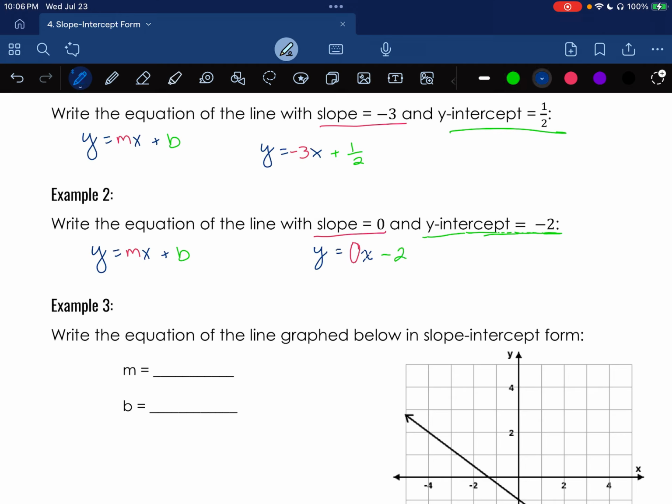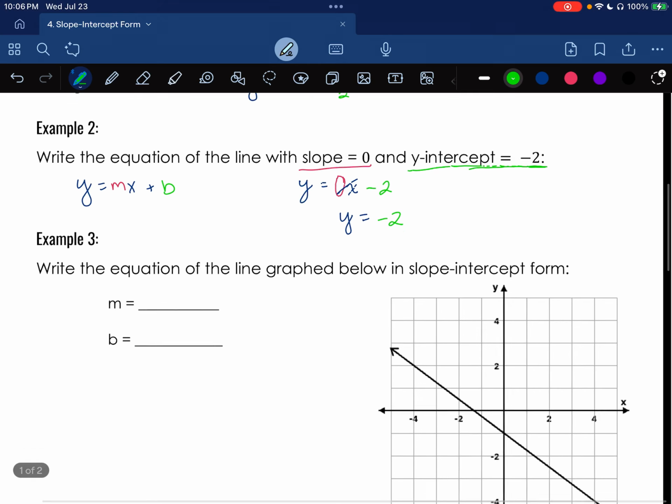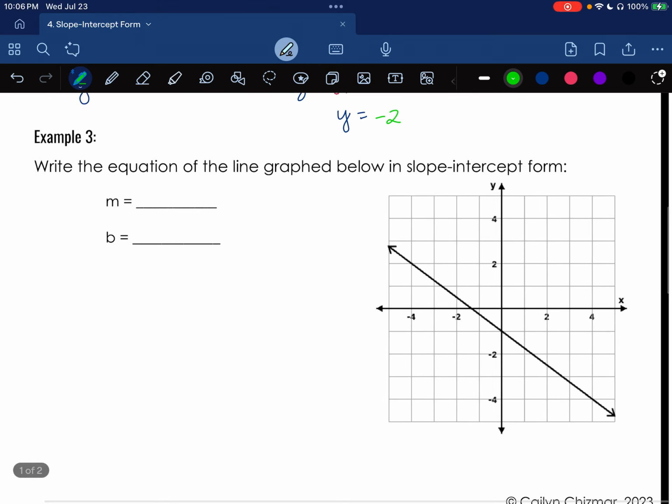All right, now we're going to look at writing the equation from a graph in slope-intercept form. So the first thing we do, find the slope. Then we can find the y-intercept. So if I am looking for the slope, I'm going to find 2 points. Any 2 points will do.